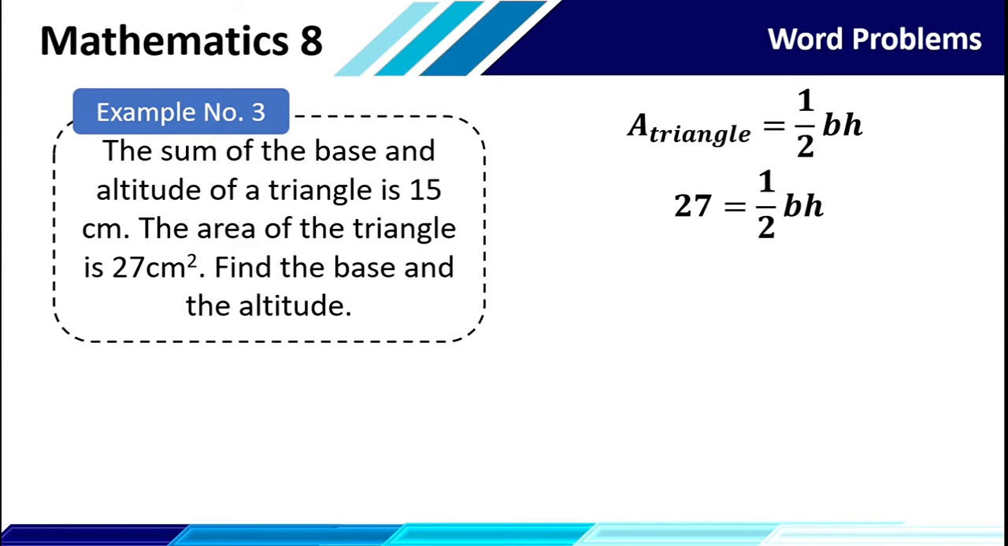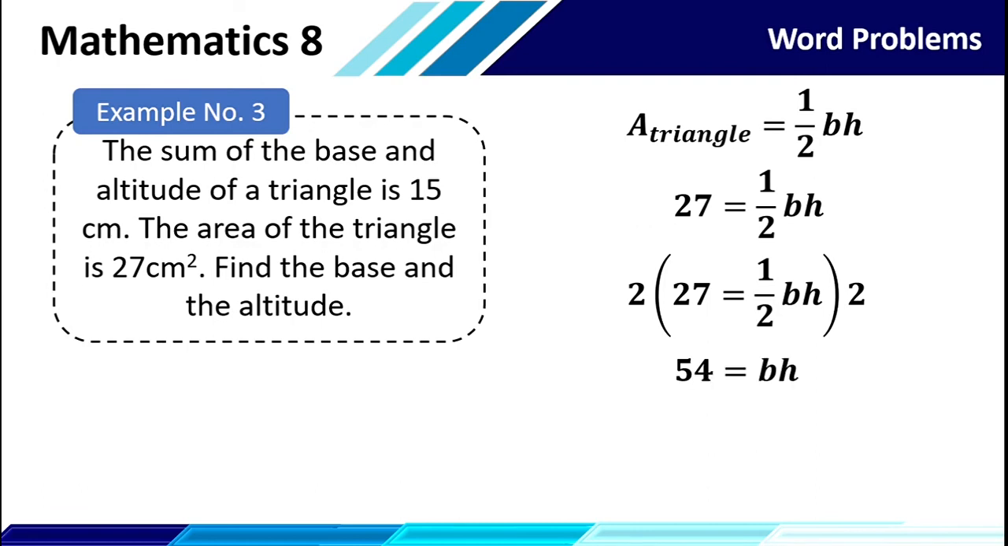To get rid of the fractional part, let's multiply both sides by 2. 2 times 27 would be 54, and 1/2 times 2 would be 1. Therefore, our equation would be 54 is equal to base times height.